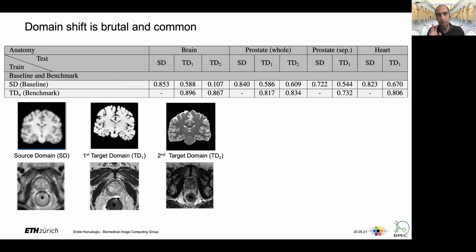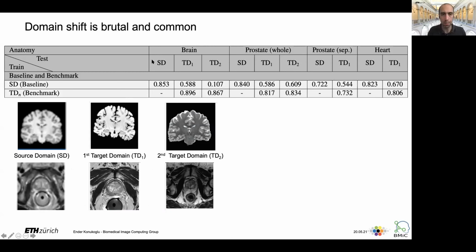And these are dice scores for the different structures that I talked about. I have the brain, the prostate, and the heart. And we looked at different prostate segmentations, one as a whole gland and one as separate glands of the central and the transition zones. If I train an algorithm and test it on the same domain, I get good accuracies like I've shown. So this line here, called ST, is the source domain, meaning that I train and test the algorithm on images coming from similar acquisition protocols, the same vendor, the same scanner.